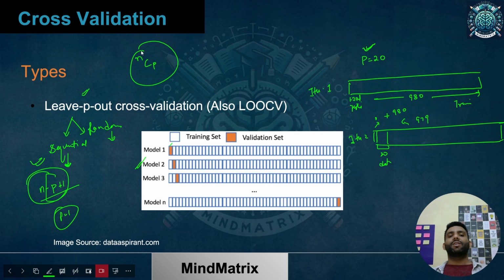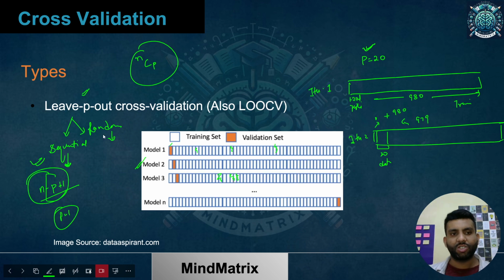Out of n, what are the number of ways I can pick p data points? Picking those p data points would give me the total number of iterations. It depends on which p points I'm picking. If I talk about p equal to 3, it could be this or this. So it completely depends upon which p points I'm picking out of n, and that gives me the total number of iterations for my cross validation. I hope the idea is clear.